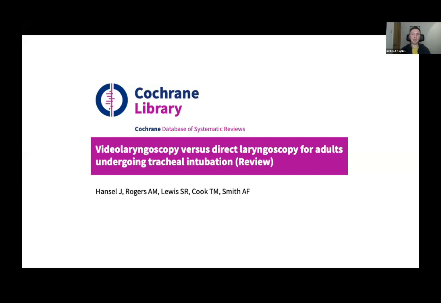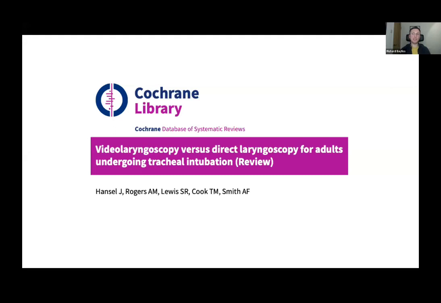So that's obviously massive. What they found is that with Macintosh geometry blades, when you compare them to direct laryngoscopes, there are fewer failed intubations. That goes down even more if you have patients with difficult airway, with a relative risk of 0.37, so less than half the number of failed intubations in patients with difficult airway. There were slightly higher rates of first pass success, with a relative risk of 1.05. So that's not a massive increase there.